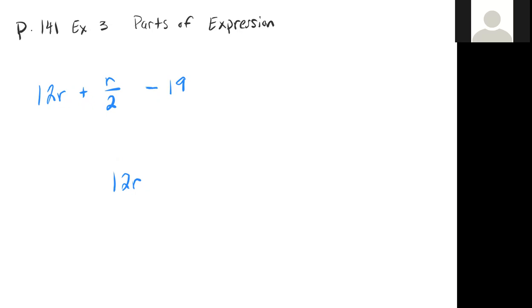All right, so we're going to review some vocabulary words here. Term and coefficient and factor we're going to review. A term is the part of an expression that is separated by a plus sign or a minus sign. So a term can be a number, a variable, or a number and variable. In our example here, 12r plus r divided by 2 minus 19, I have three different terms here: 12r, r divided by 2, and then 19. Each of these are separated by addition or subtraction signs.